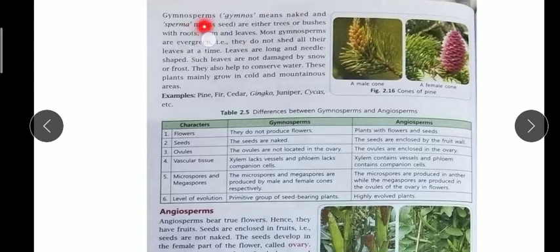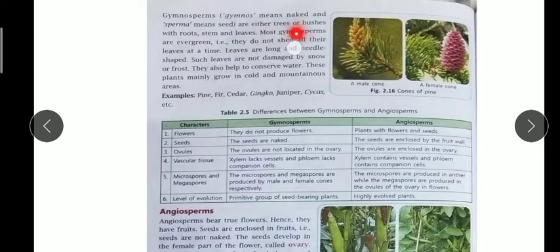What is the meaning of gymnosperm? Gymnos means naked and sperma means seed. So in short, you can say they have naked seeds. Their seeds are not enclosed with a seed coat or any other part or membrane.